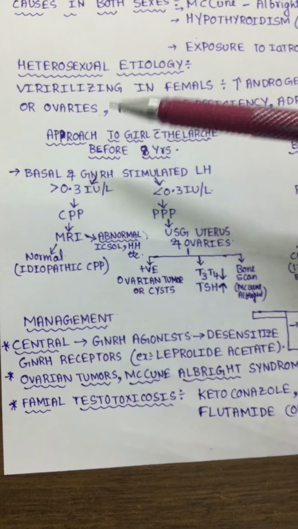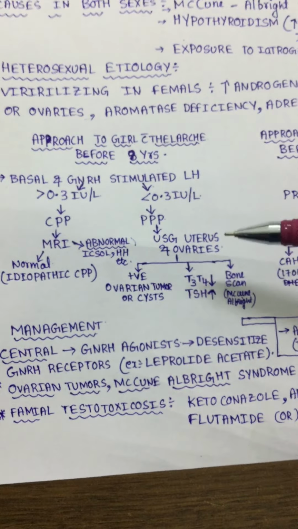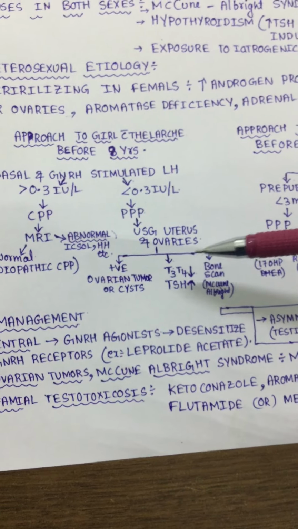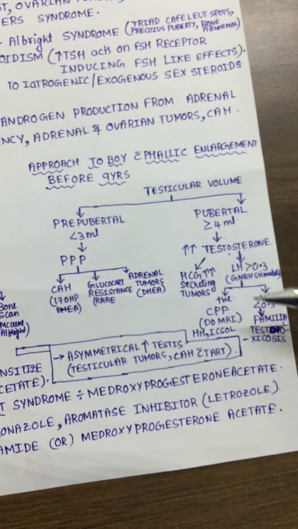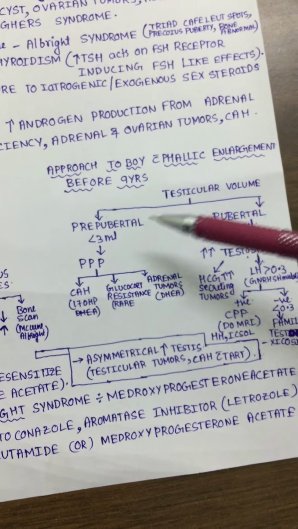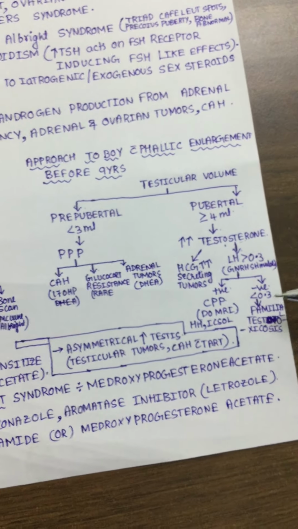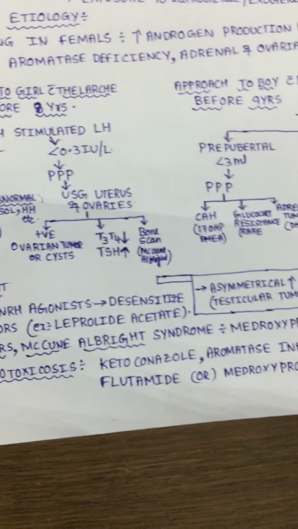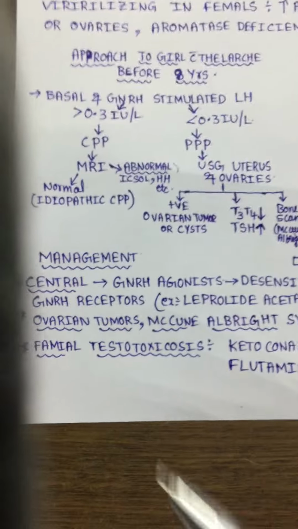So this is about the approach. Mainly you should check for GnRH levels or GnRH stimulated LH, MRI, and in females you should do USG abdomen, USG uterus and ovaries, T3, T4, TSH, bone scan. In males, you should test for testosterone. You should test for congenital adrenal hyperplasia and HCG secreting tumors, and if LH is less than 0.3, then test for familial testotoxicosis. If asymmetrical, then you can go for testicular tumors. Management we'll discuss very shortly.